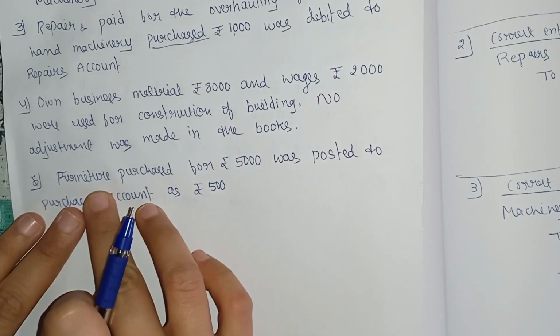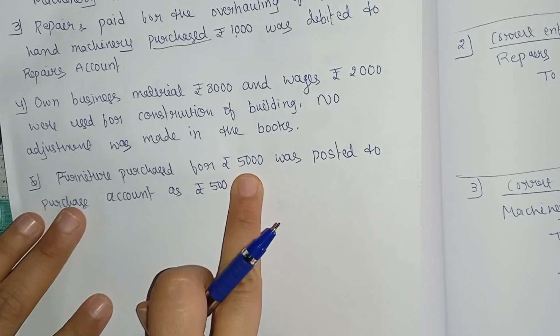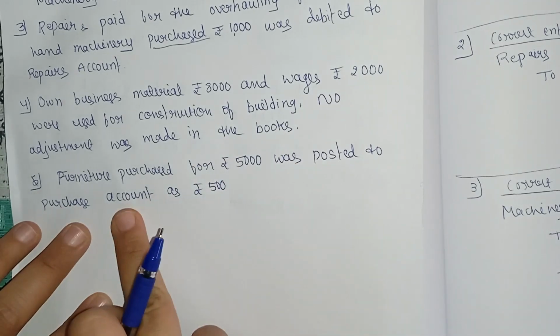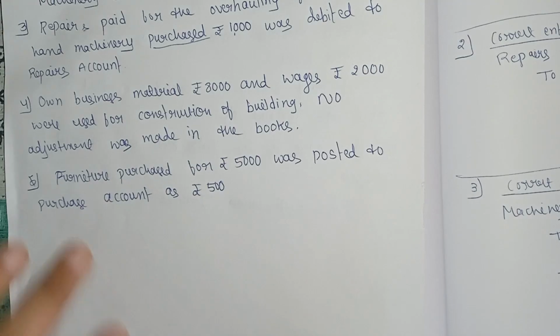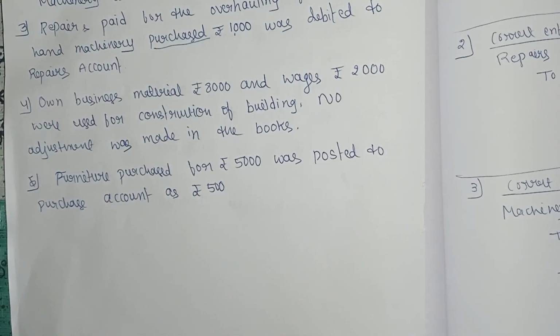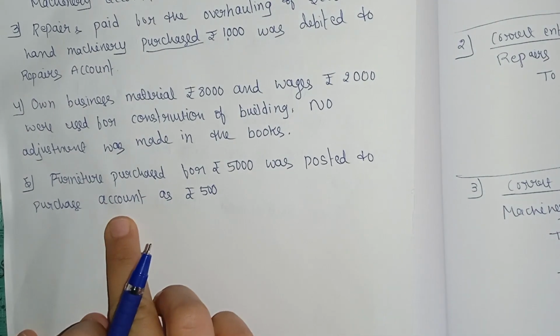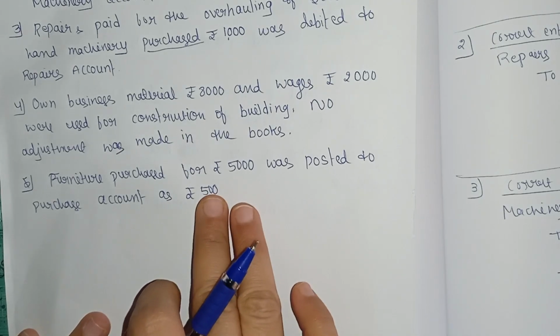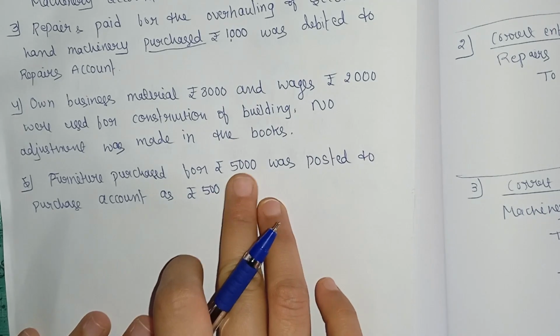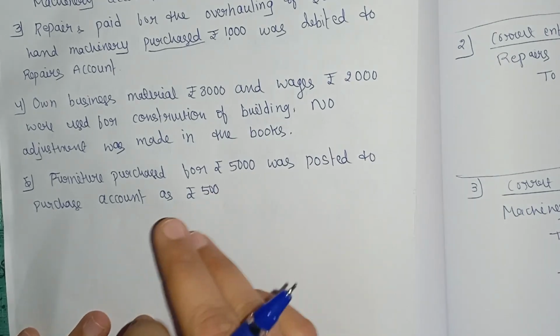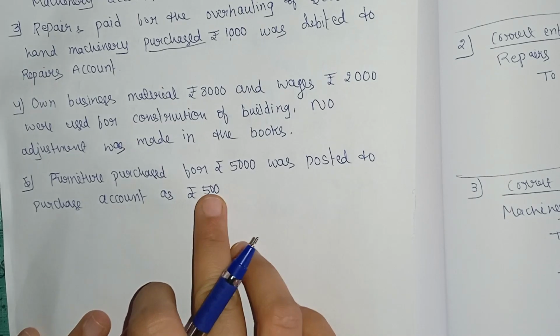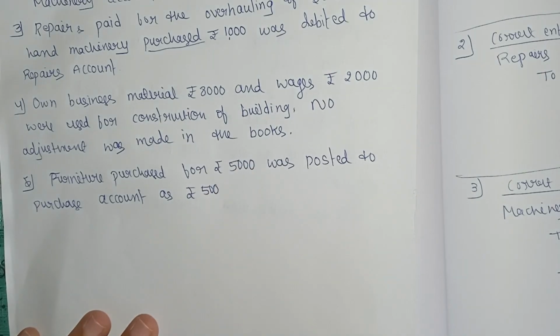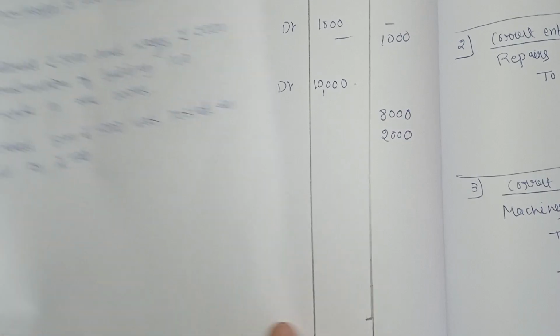Listen very carefully. Furniture purchased for rupees 5,000 was posted to purchase account as rupees 500. Means they undercasted here. Instead of 5,000 in the purchase account, they recorded rupees 500 instead of rupees 5,000. Now how do we solve this? How do we pass the rectification entry here?